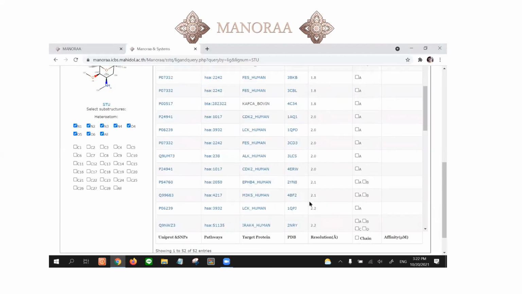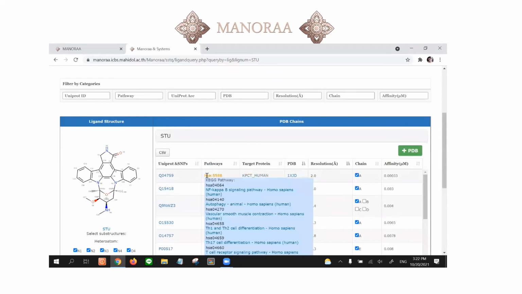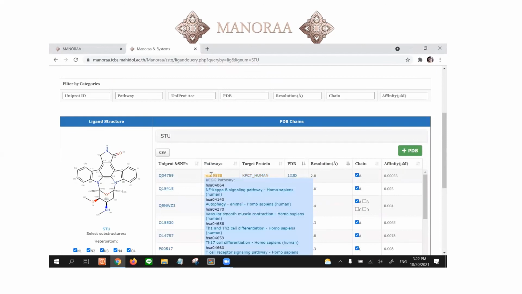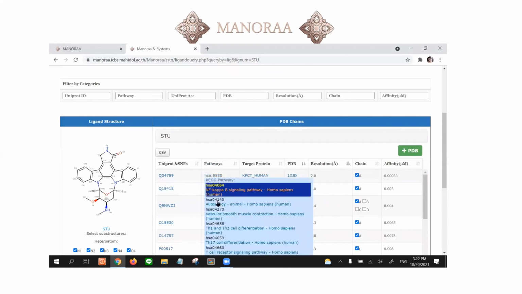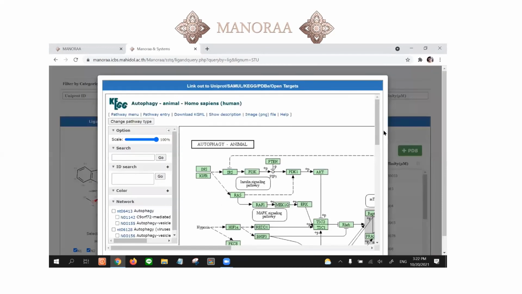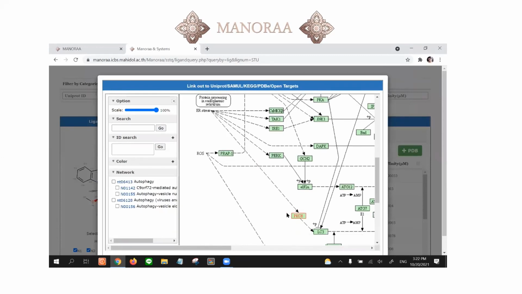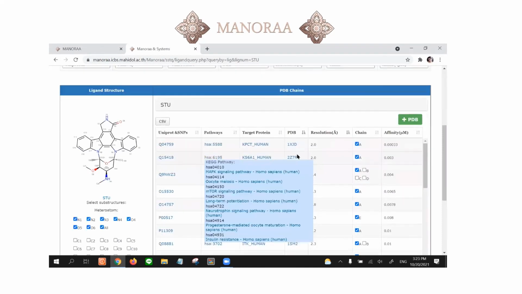Another function is pathway discovery and target organs. If you click on this one, KPCT human, you can see that this is the protein target of Staurosporine. You can click on the pathways. This is the autophagy pathway, so it will load the pathway. And this is the protein that is the target of Staurosporine. Staurosporine has many targets. It's very promiscuous, so it gives rise to many pathways and many proteins.